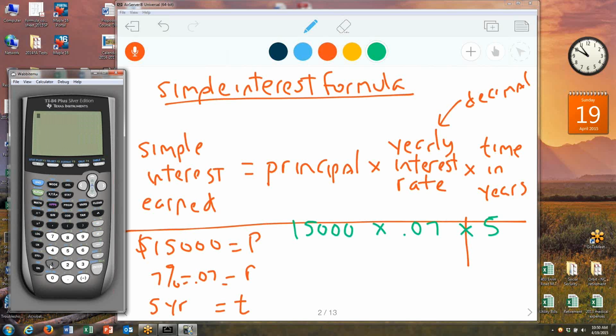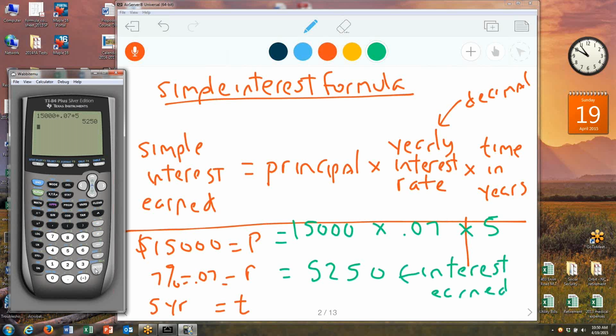And if I run that through my calculator here, let me turn it on. There it goes. 15,000 times .07 times 5 is equal to 5,250. Now that's how much interest is earned. All right, always got to remember what these mean.